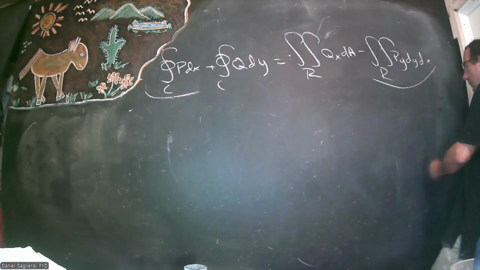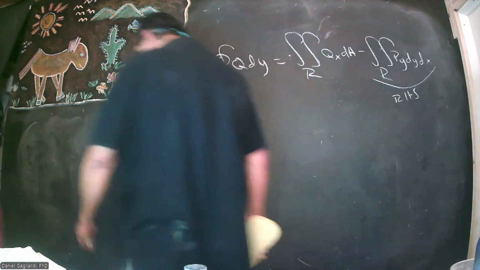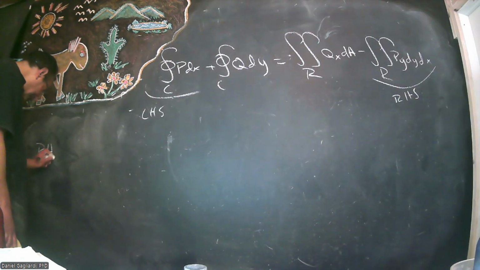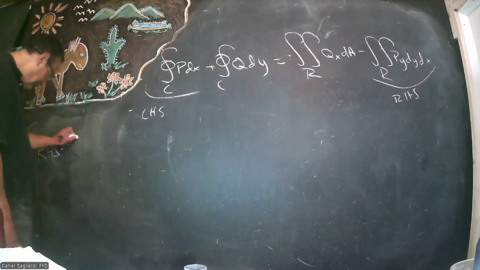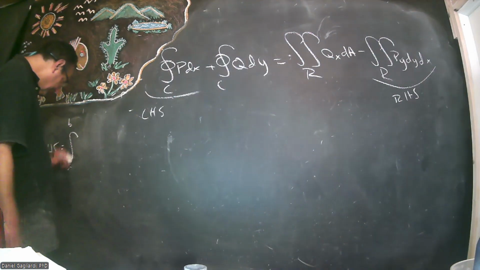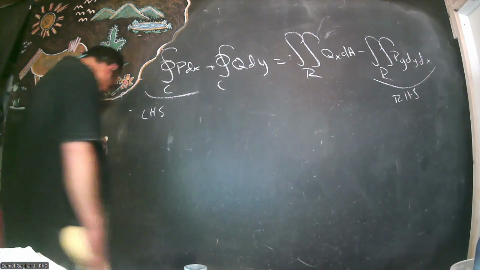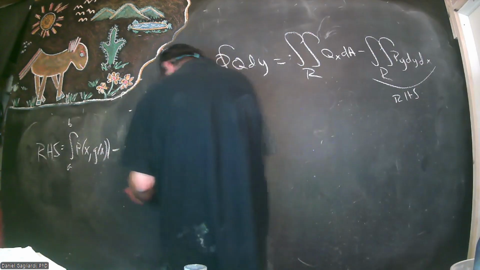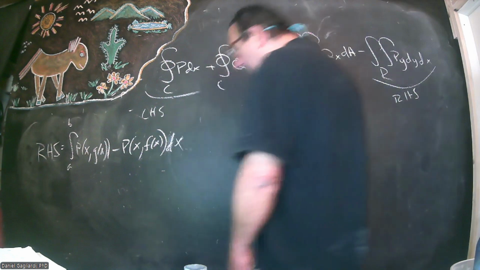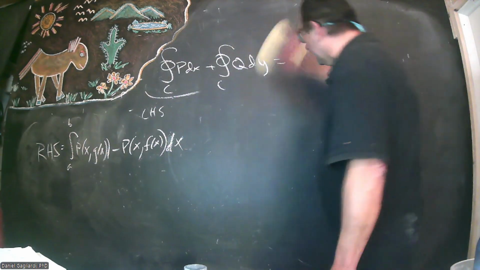I'll call this the right-hand side, and I'll call this the left-hand side, okay? So the right-hand side, after distributing that negative sign, we have just the plain old one-dimensional integral of P of x comma g of x, minus P of x, f of x, dx. That's what we had for the right-hand side. Now we're going to take a look at the left-hand side.